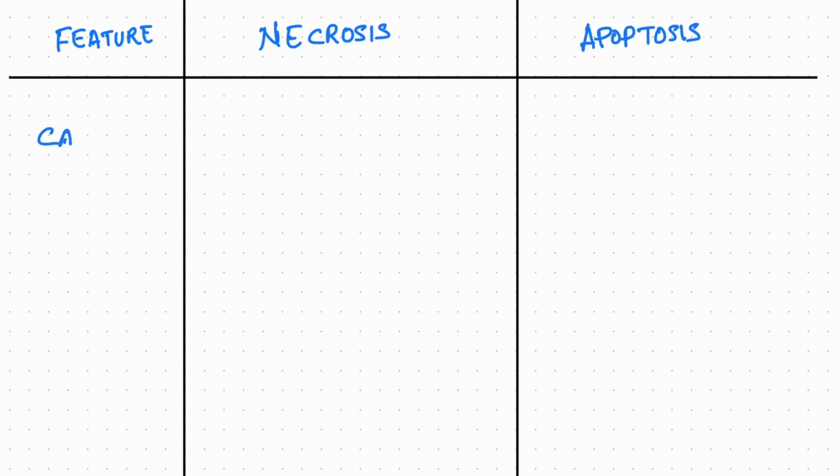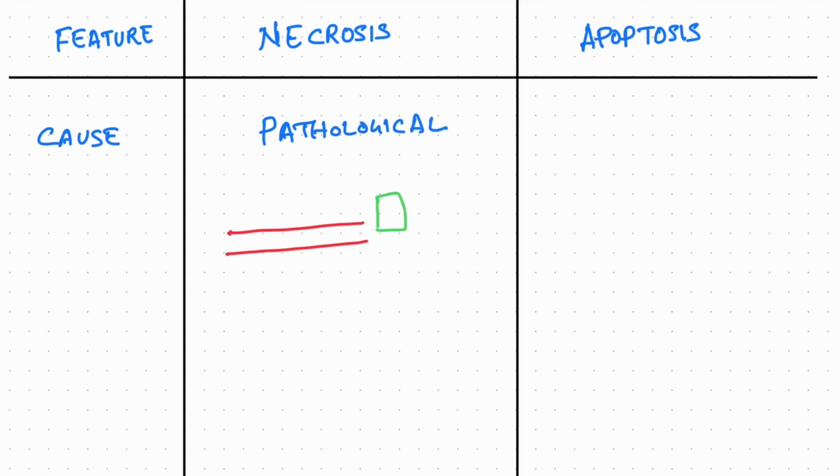Let's start with the cause. Necrosis is generally caused by severe pathological injury. For example, severe ischemia, infections, toxins, burns, and other physical or chemical injuries can cause necrosis. So, necrosis is usually an unwanted consequence of severe cell injury.